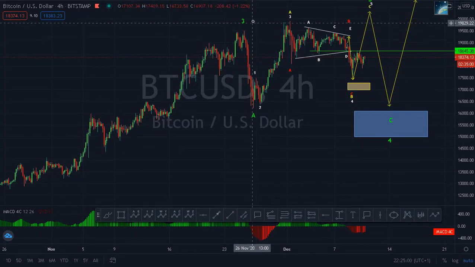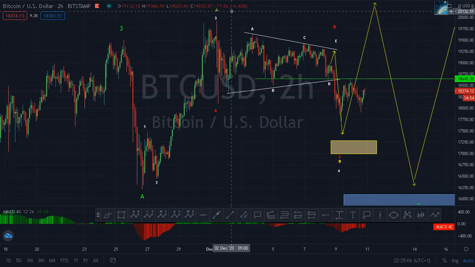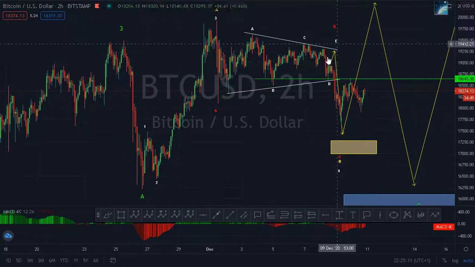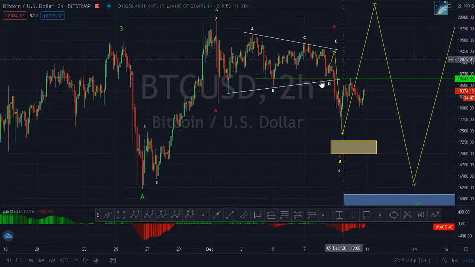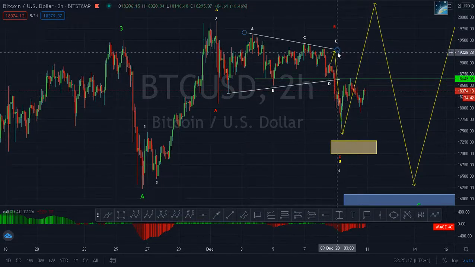Okay, 2 hours, nothing there. 4 hours and 2 hours and 1 hour, they are showing the same thing, only that you see a more detailed chart. Okay, the market was here when I did this. I suspect that it will come up here once more before it goes down.